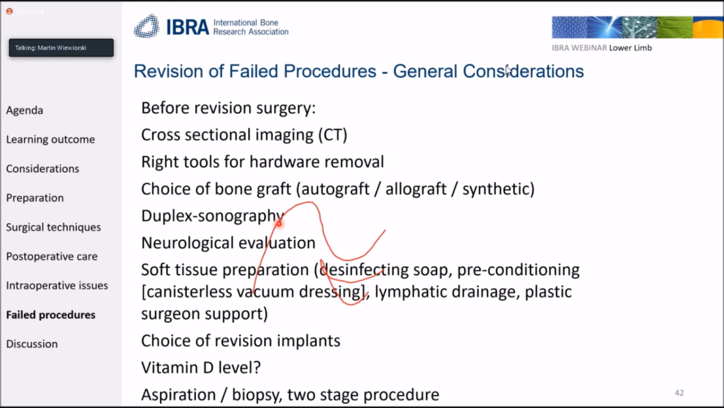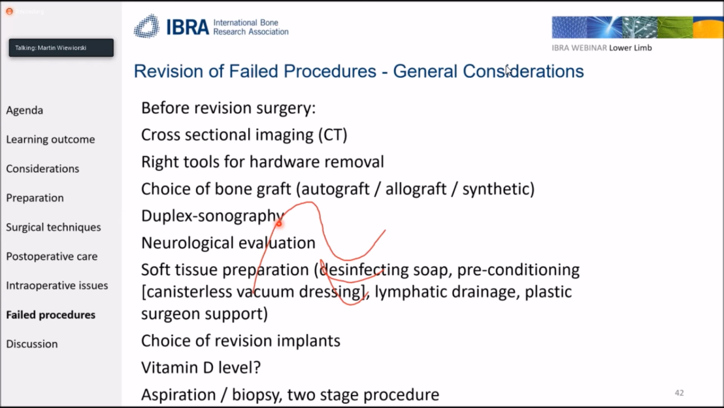Sometimes if they have any kind of dysesthesia or neurological pain, I send them for neurological evaluation. All of them have some kind of soft tissue preparation before the surgery. Sometimes I even precondition the soft tissues with a canisterless vacuum dressing. They get lymphatic drainage, sometimes even inpatient for 1 or 2 days before the surgery, to make sure the soft tissues have swollen down.